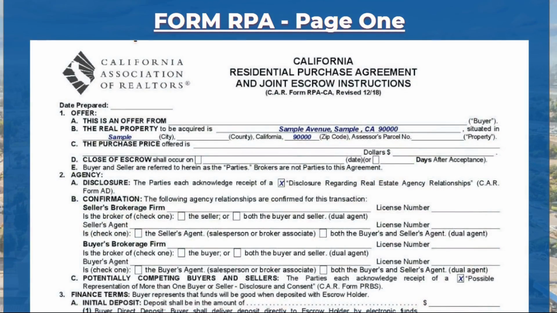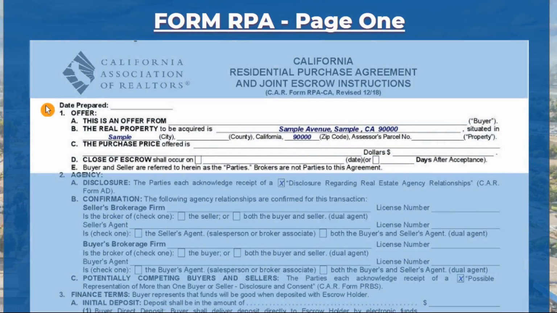And now on to page 1. Just so you know, the date prepared is the date that the agreement is actually drawn up by the agent. The offer is from the buyer, and I like to confirm the legal names for this space here. The real property address goes here, and that information normally is pulled in from the multiple listing service.